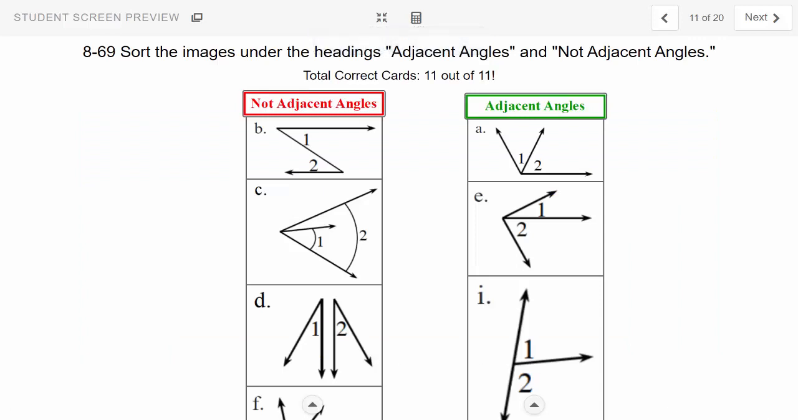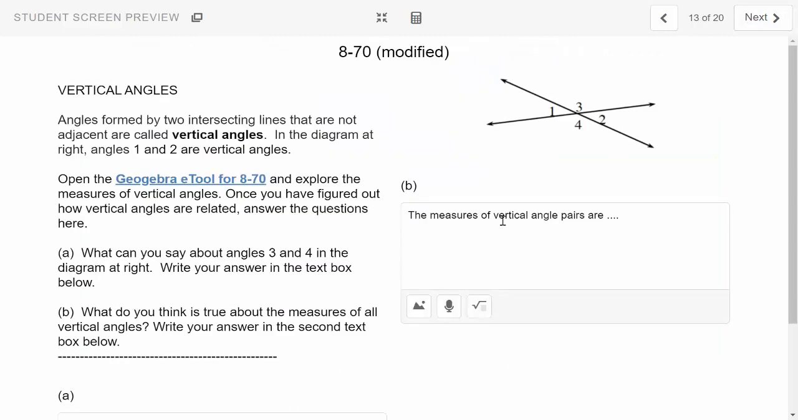Alright, so here's what I'm finding, that the adjacent angles are A, E, and I. Those are the ones that were adjacent because they share a ray and a vertex and they don't overlap. Where if you look at like C, even though they share this ray, some of the angle degrees of 1 are inside of 2. D, they don't even connect. They don't share a vertex or a ray. These share a ray, but they don't share a vertex, and so on and so forth. So A, E, and I were the only ones that are adjacent. Let's go to 12.